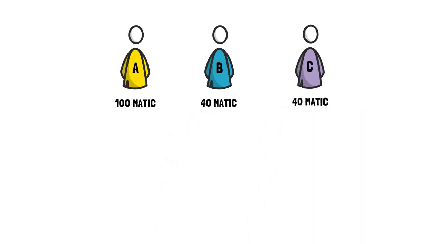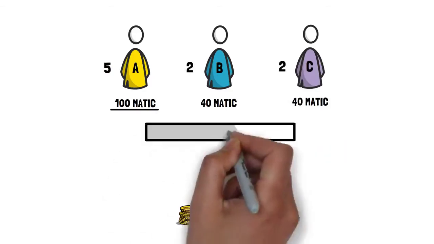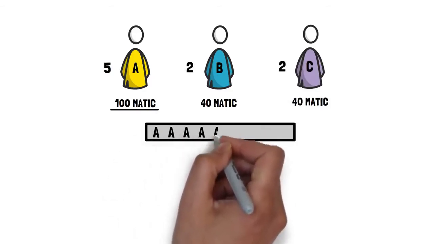Validators are given slots according to their stake. As Alice has 100 Matic tokens staked and there are 20 tokens per slot, maintained by validators' governance, Alice will get 5 slots in total. Similarly, Bill and Clara get 2 slots in total.